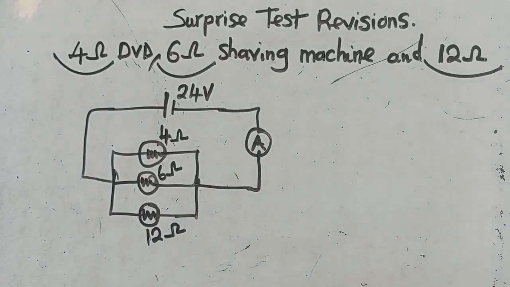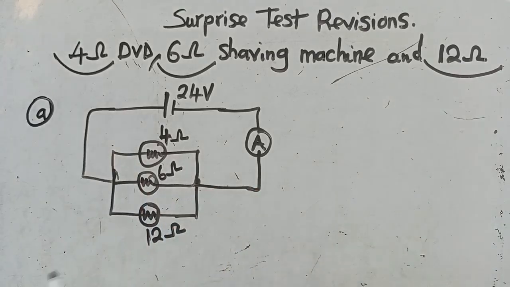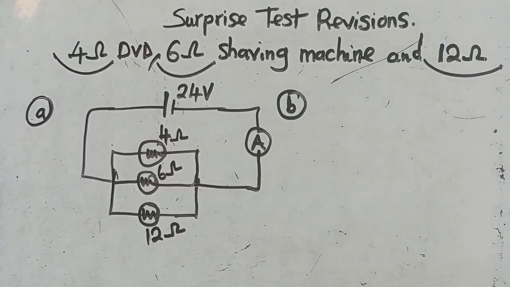The second question was saying, find now the total resistance in the circuit offered by all the 3 appliances. So question A, we were just supposed to draw the circuit diagram. Then going to part B, you are told to find the total resistance in the circuit. How can you find now the total resistance in the circuit?